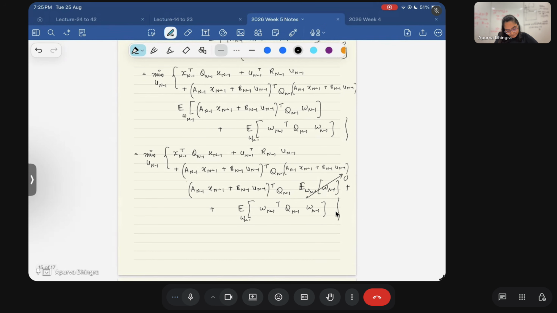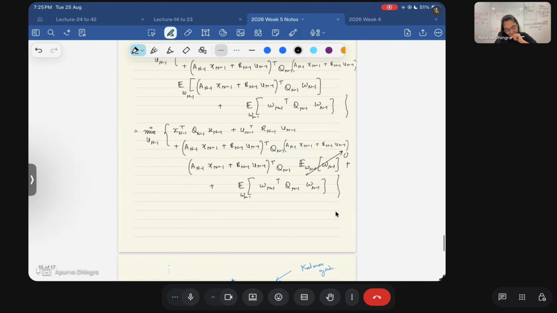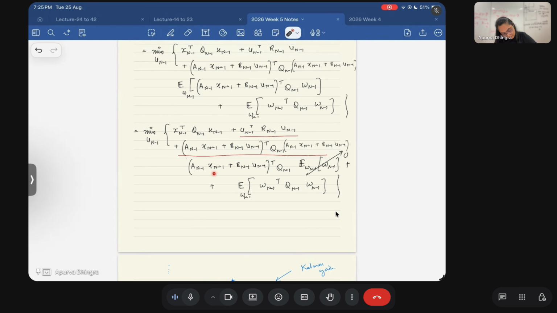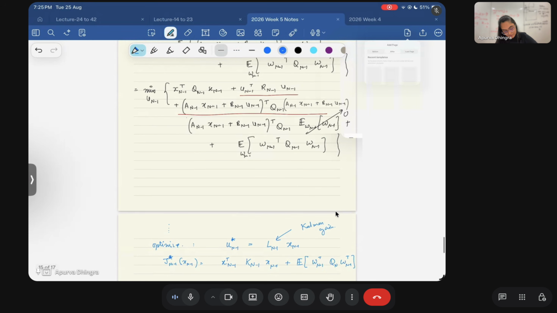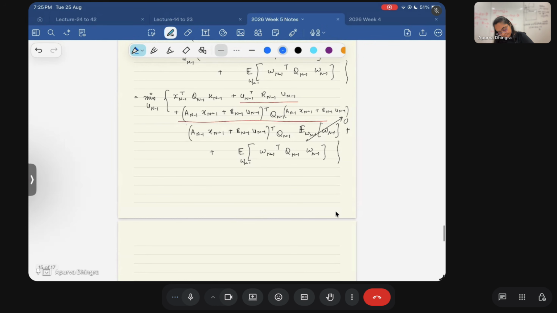Now notice what else has happened. The terms that have dependence on u are these, and from here. This term is all gone. This has no dependence on u. This has no dependence on u. So the next thing is just to take the derivative and find out what we get from there. So let's do that.